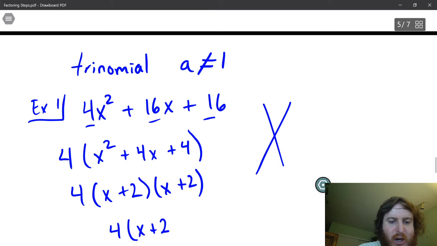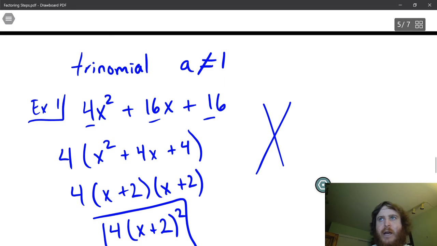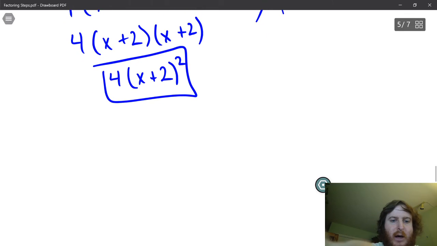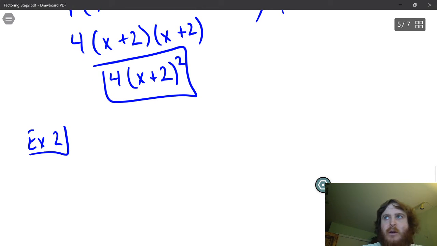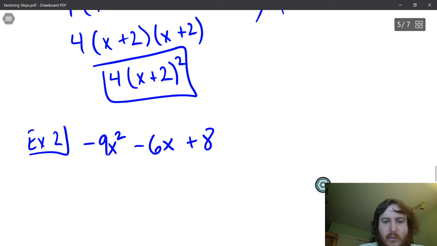So always check if a is not 1. Always first check if you can factor out a term like that. Because a lot of times you can, and then it makes your life a lot easier. But sometimes you can't. So sometimes we might get one that looks more like this: negative 9x squared minus 6x plus 8. And so in this case, I can't factor out a term.